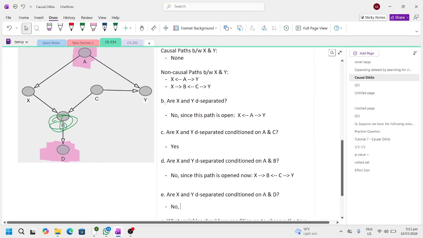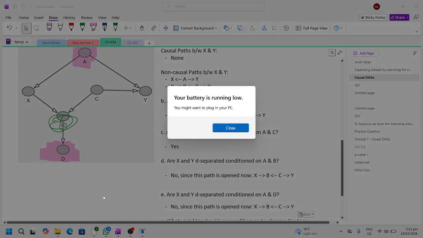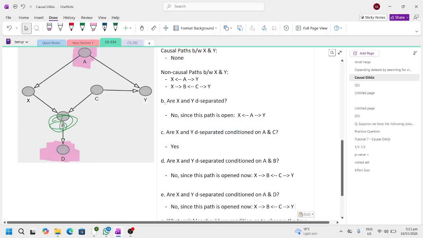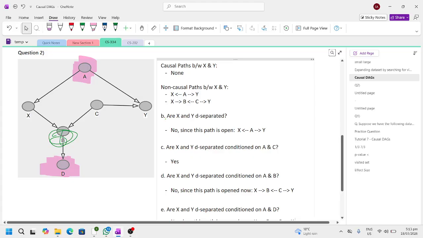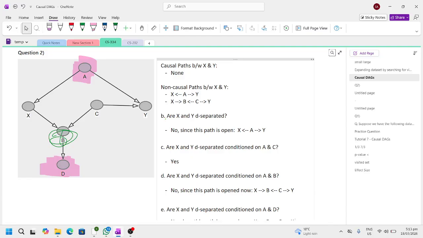Okay, so no, since this path is once again open now. Earlier it opened because of conditioning on a collider, now it is open because of conditioning on the descendant of a collider. So that's actually all as far as graphs are concerned.